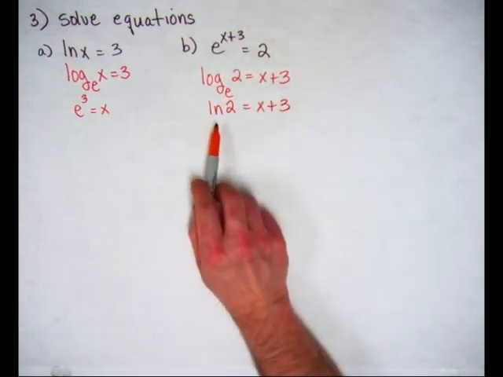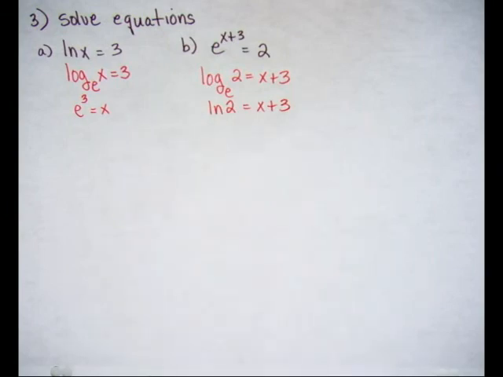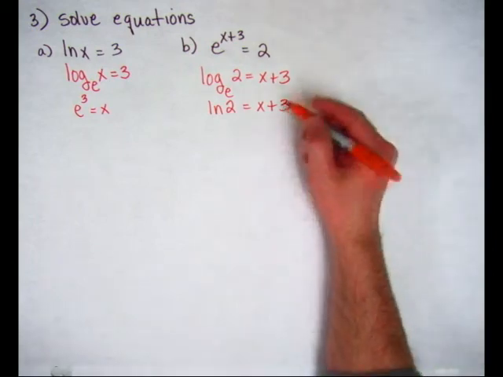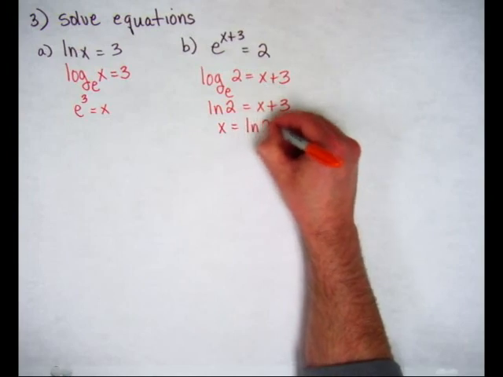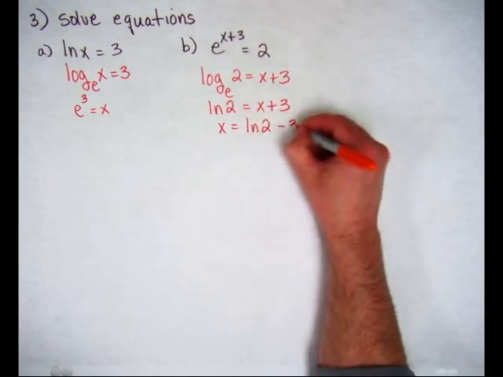Now again, the natural log of 2 is just a number. That would be e to some exponent that equals 2. It'd be a little bit less than 1. There really is no reason to change it to a decimal. You can on your calculator just type in the natural log of 2 and you'll get a decimal value, but why not just leave it as the natural log of 2? Subtract 3 from both sides and your answer would just be the natural log of 2 subtract 3.